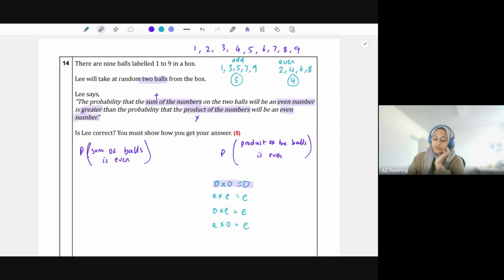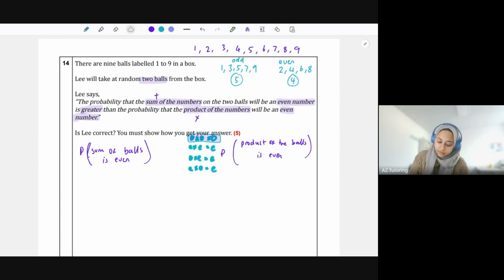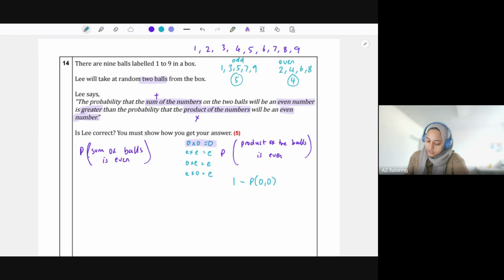So if I find out the probability of getting odd, odd, and then minus it from 1, that's the probability that the product of all the balls will be even. So that's what I'm going to do here. There's loads of different ways to do this, but that's what I'm going to decide to do. I'm going to do 1 minus the probability of getting odd, odd. Now, what is the probability of getting odd, odd?